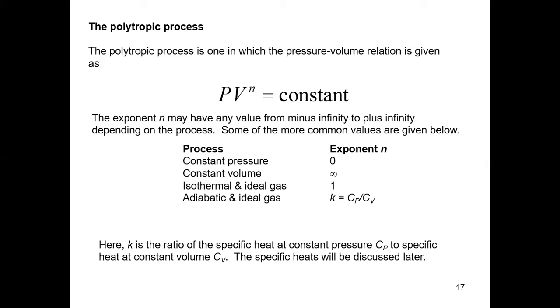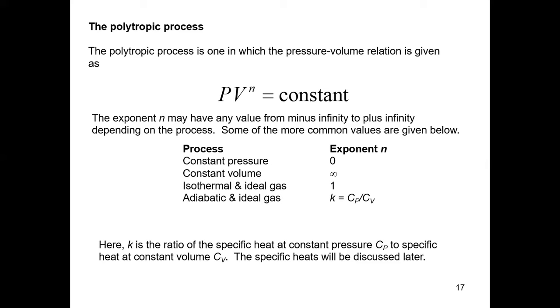Polytropic process, in which the pressure volume relationship is given as P multiplied by V to the exponent n, so PV^n is constant. The exponent n may have any value from minus infinity to plus infinity depending on the process. Some of the more common values are given here. For a constant pressure process, n is 0. Constant volume process, n is infinite. Isothermal and ideal gas, n is 1.